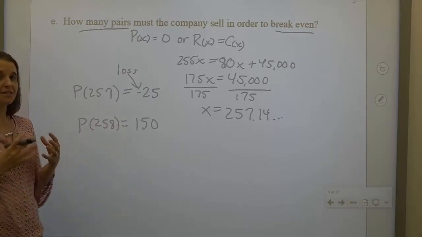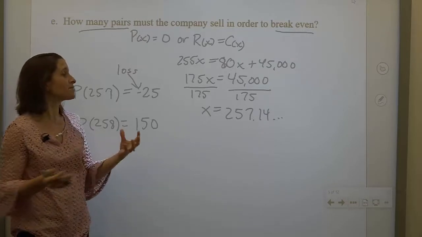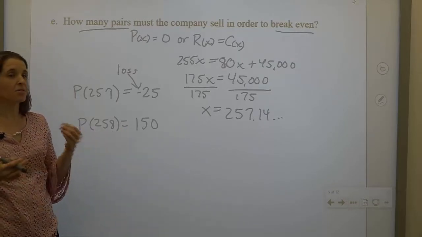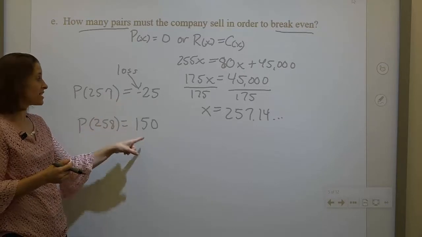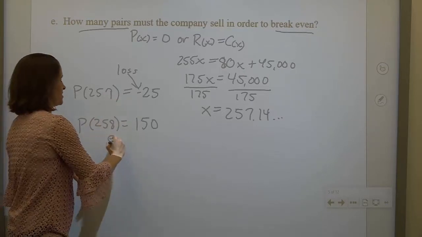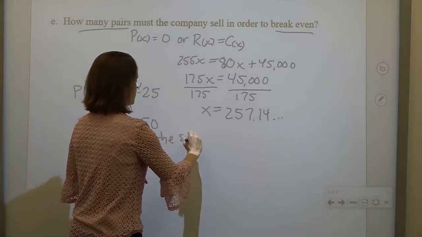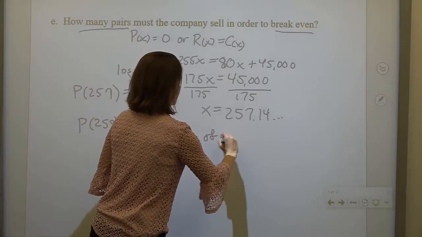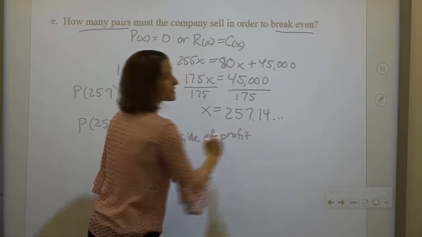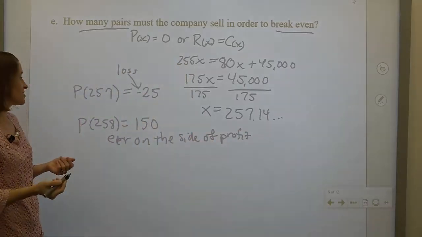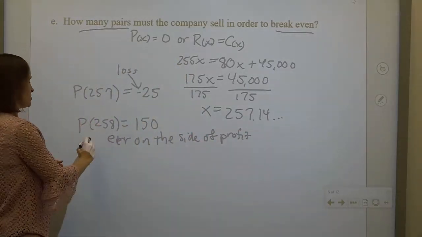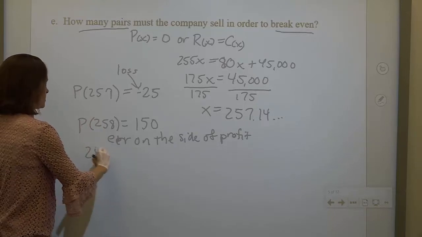So if I'm trying to report this to my sales manager and I need a whole number of skis, I'm probably going to err on the side of profit, even though that did not follow standard rounding procedures. So I would say 258 pairs of skis.